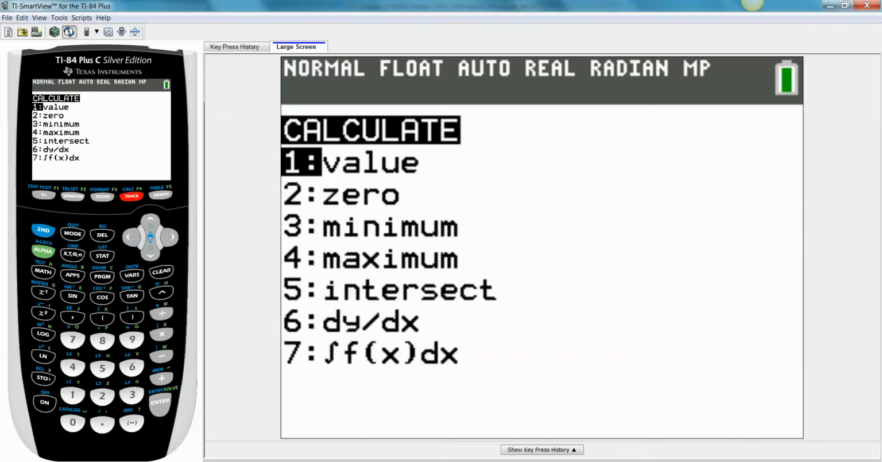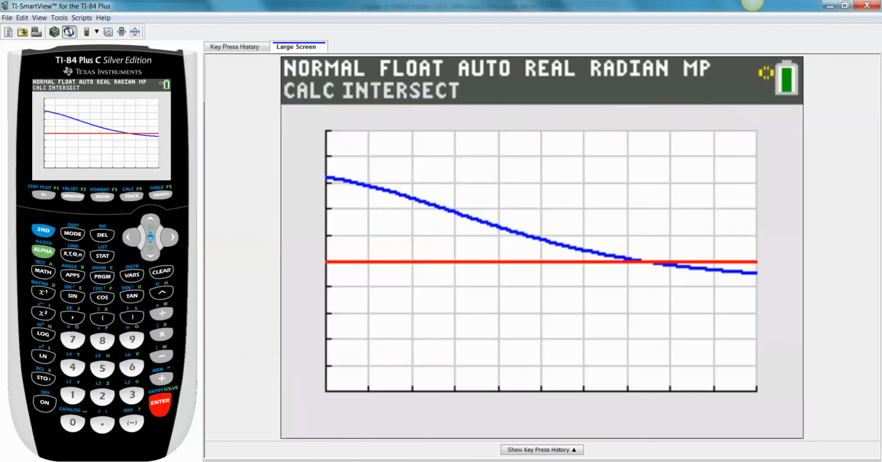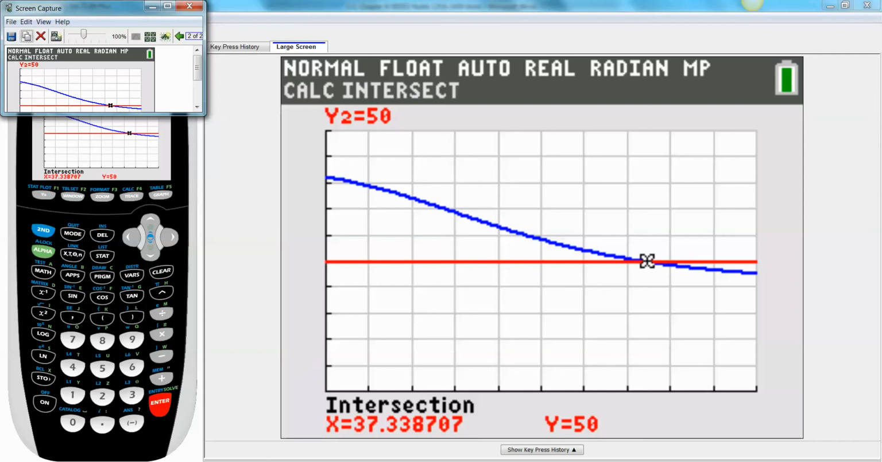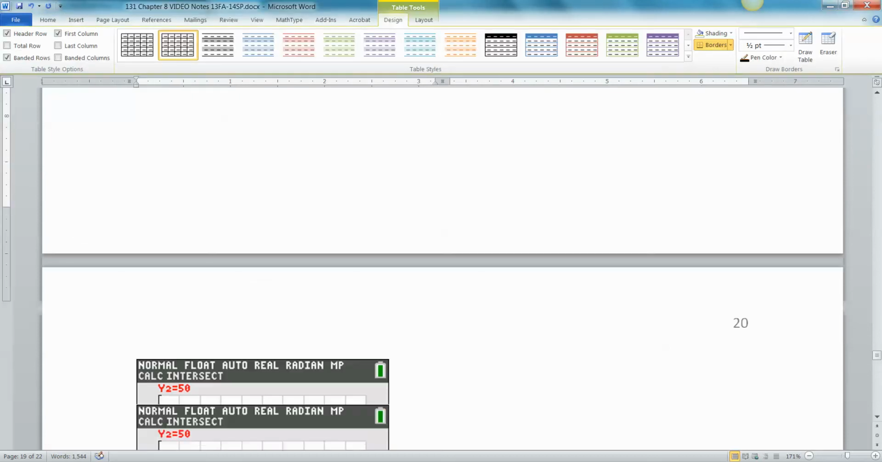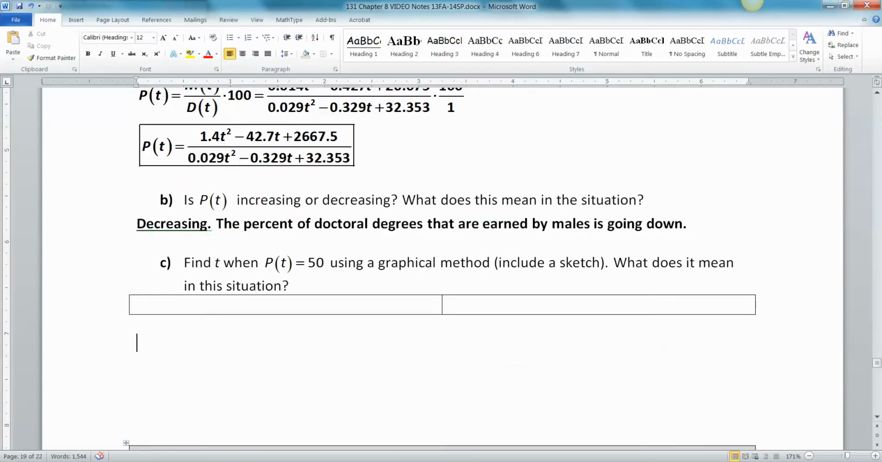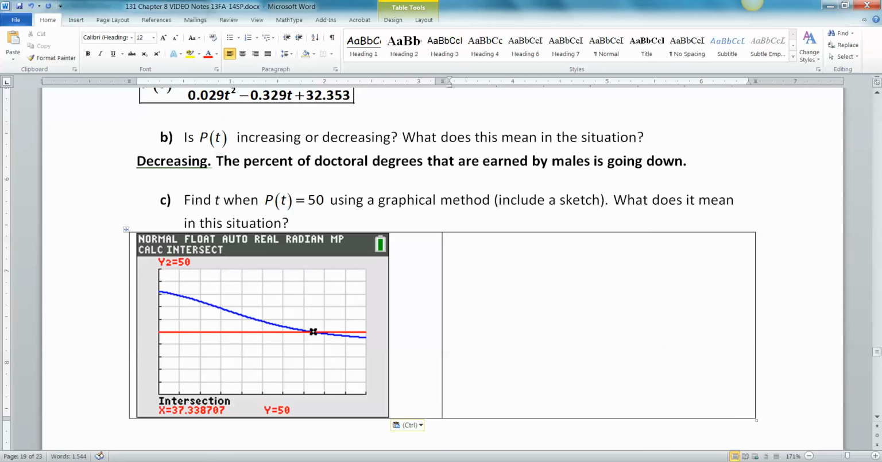So hit second calc, which is above your trace button. Hit number 5, which is intersect. Blue curve is my first curve, enter. The red curve is my second one, enter. For guess, you can just kind of move your cursor closer to the intersection if you so desire and press enter. And there it finds it. So I'm going to grab that picture. I didn't need to keep the other one, but this one says using a graphical method, so I'm actually going to put that in. There we go.